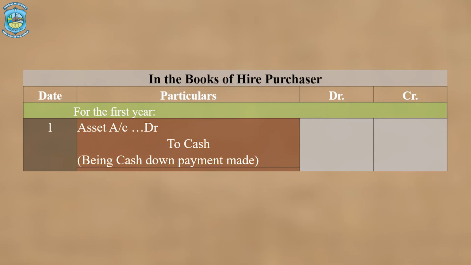Mind it, it does not include interest, and only with this amount the purchaser is recording the asset as an increase in his books, or debit what comes in. And since he is making the payment in cash, the cash account is credited. Now the next entry would be made for the installment made due. Depending on the agreement, as the installment becomes due, maybe at the end of the year or whatever time has been mentioned in the agreement, accordingly the purchaser has to make the installment due.